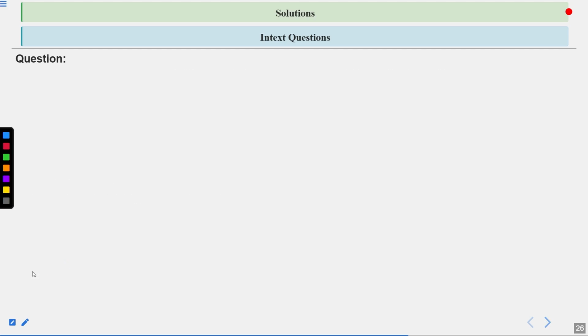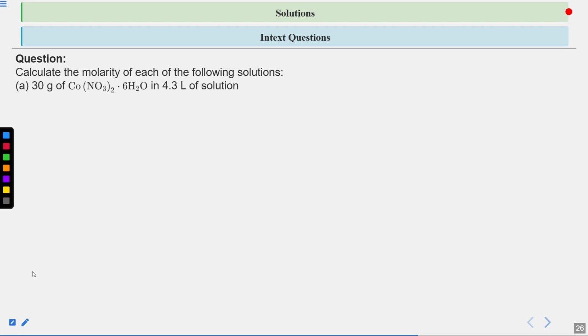Then our next question. Here we have to calculate the molarity of each of the following solutions. First is 30 gram of cobalt nitrate, Co(NO3)2·6H2O, in 4.3 liter of solution. Then 30 milliliter of 0.5 molar sulfuric acid diluted to 500 ml. So these are the two situations. Let's see how we can solve it.